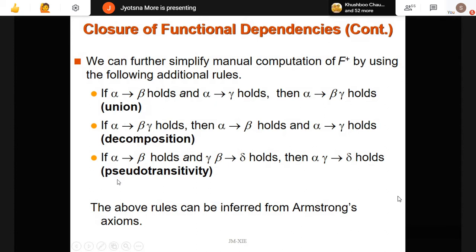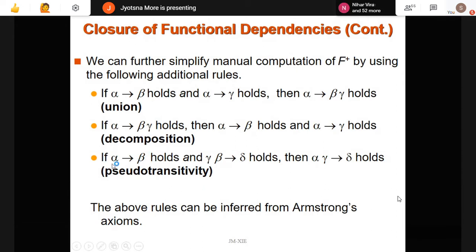Okay. Next is pseudo transitivity. With transitivity, we know A determines B, B determines C, so we get A determines C. But if I have alpha determines beta and gamma beta determines delta, then I can say alpha gamma determines delta. How? We'll see. Here, alpha determines beta and gamma beta determines delta. So what I will do here is augment with gamma.